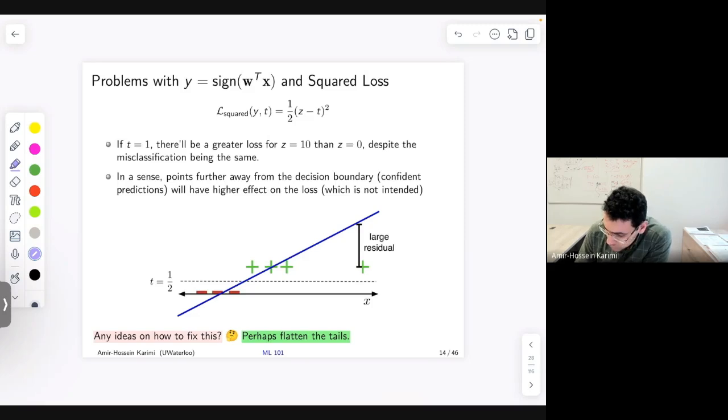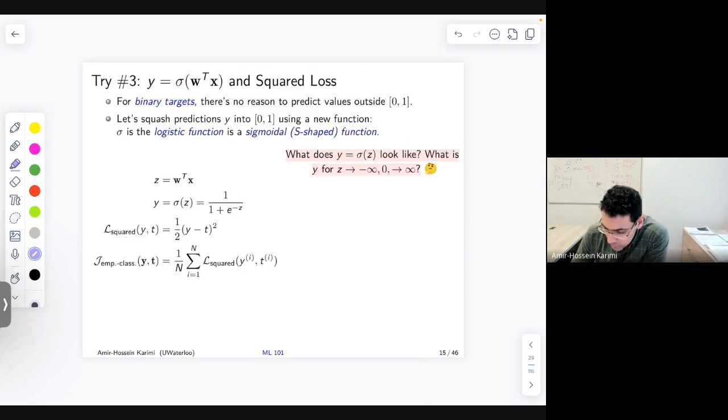So let's go on to try number 3. I'm going to continue with the squared loss, but now I'm going to define my model as another function, not a sine function, but now called a logistic function of the same W transpose X, Z, intermediary variable. And the intuition is as follows. For binary targets, there's really no reason to predict values outside of 0 and 1 or outside of -1 and 1 range. And so we're going to squash our predictions into 0 and 1 using a function which is known as the logistic function.